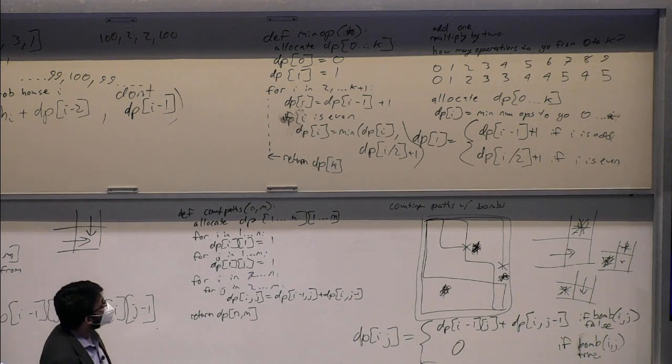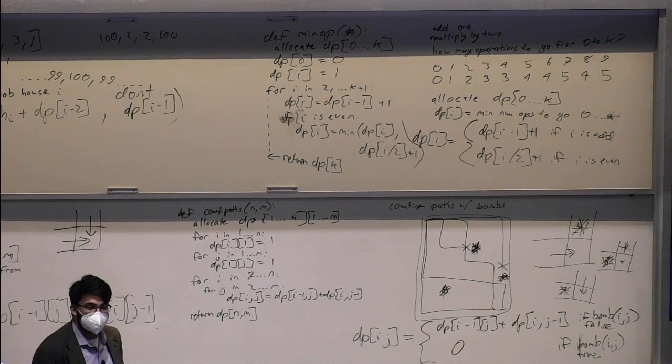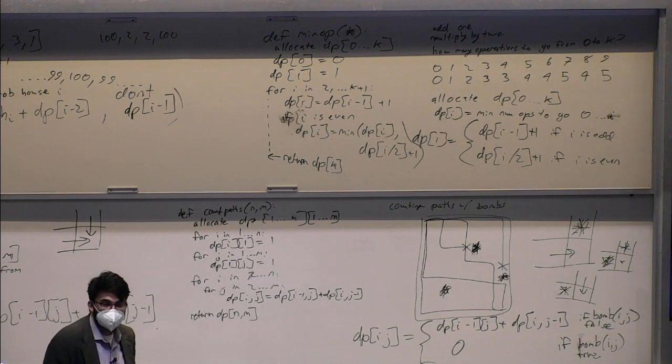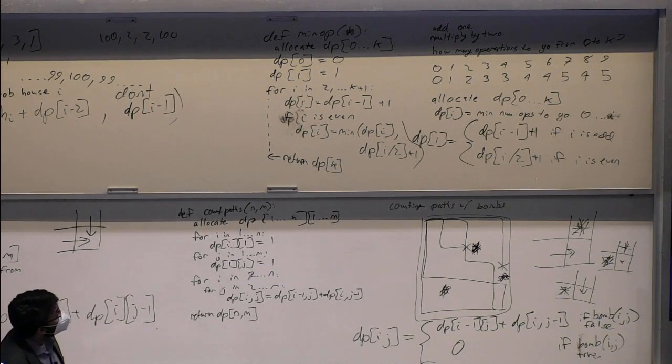Well, notice that if dp of i minus 2 plus 1 is less than dp of i minus 1 plus 1, the min will take its course. The min will work. But if it's not, then the plus 1 stays. We're taking the min of the two options if it's even.